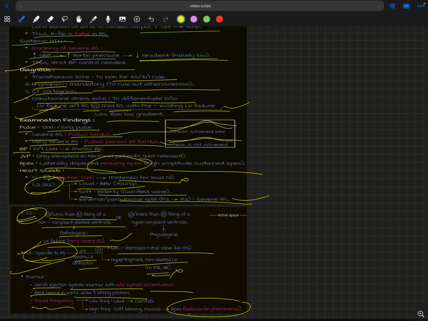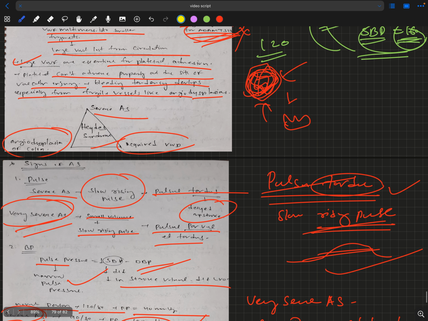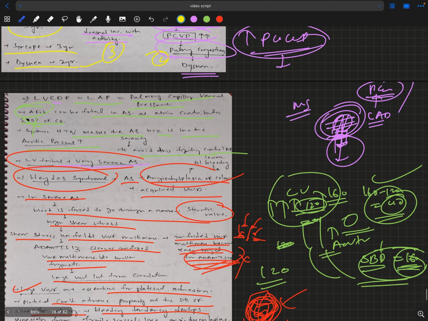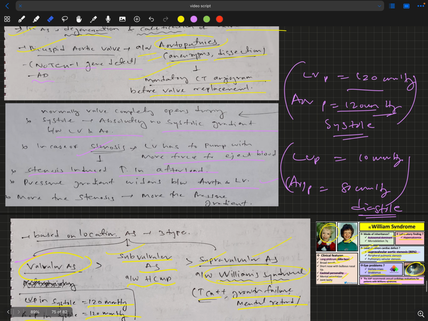So remember, all murmurs in cardiology are loud murmurs except the Austin Flint murmur, which is seen in case of severe aortic regurgitation, and the tricuspid regurgitation murmur. So this is all about aortic stenosis. We'll discuss further valvular heart diseases. We'll discuss aortic regurgitation in the next video.